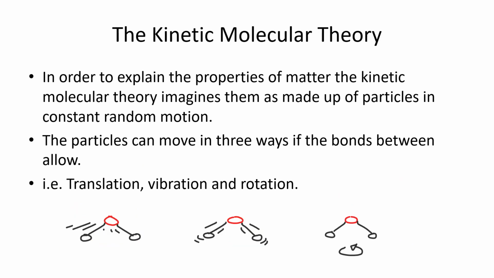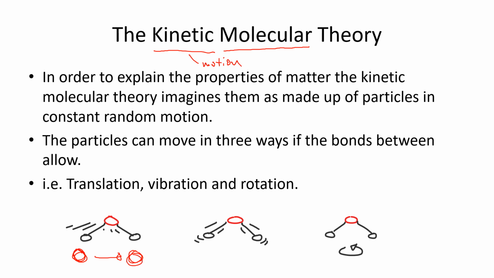So the kinetic molecular theory is what we're going to use to explain many of the properties of gases that we're going to look at. Kinetic just means motion or movement. And so there's three different ways that particles can move. They can move from place to place. That's translational. If it was here and then it moved over to here, that's a translational type of movement.